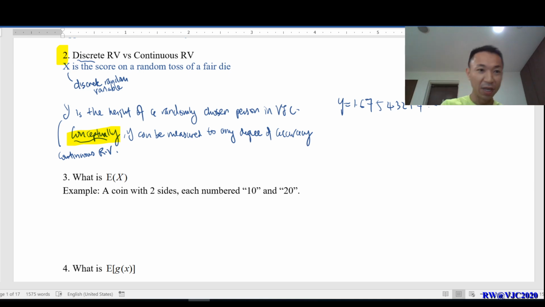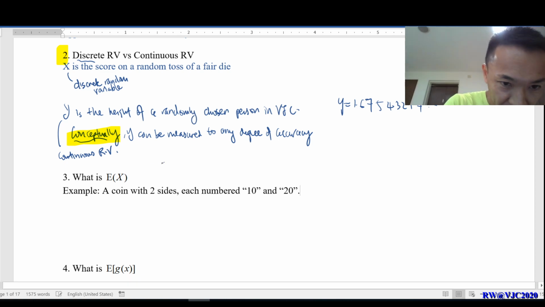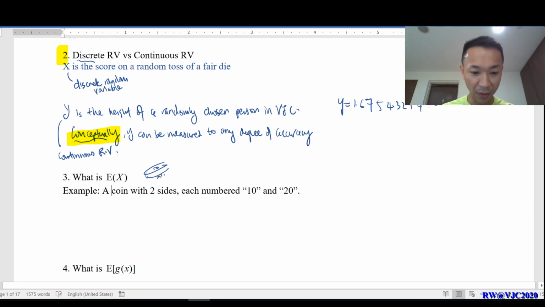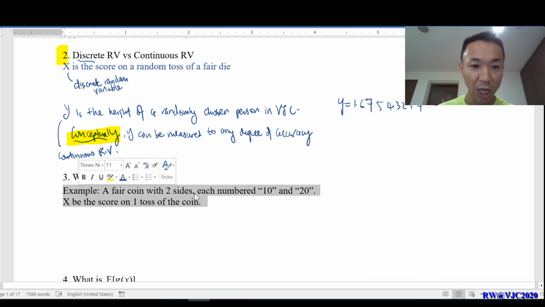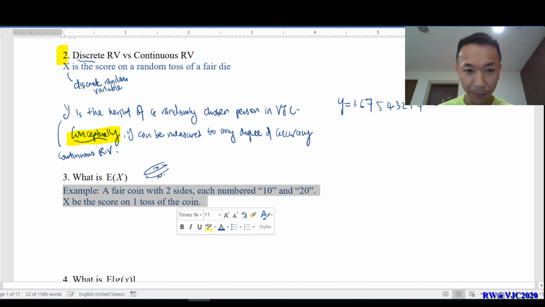That means one coin, you see the coin here. This side is numbered 10, the other side is number 20. I would like to add it is a fair coin. And then X be the score on one toss of the coin. Simple enough example, you toss, you get 10, toss, and then 20. Instead of head or tail, it's 10 and 20. Good enough example? Okay, simple enough.